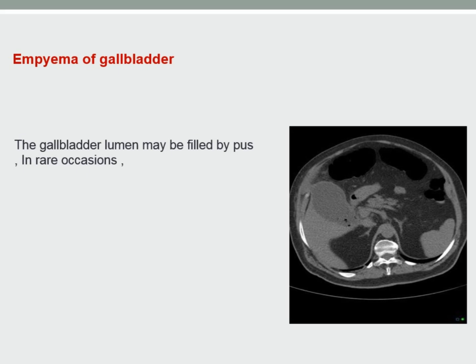Empyema of the gallbladder is also a rare condition when the gallbladder lumen is occupied by pus. On imaging we may not diagnose it, but sometimes there may be air loculi within the gallbladder lumen that indicate suppurative infection within the gallbladder lumen.